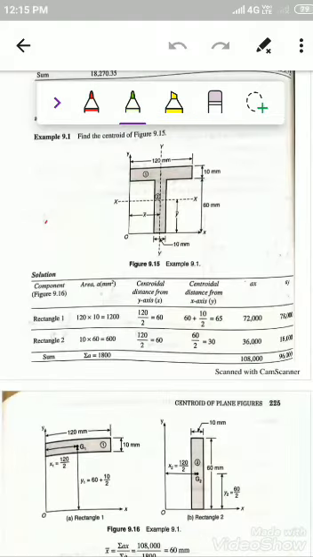Thank you. Hello students, so let us start with the centroidal problem. It's a very simple problem. Just observe here, Example 9.81. Find the centroid of a given geometrical figure. This given geometrical figure is a T section.